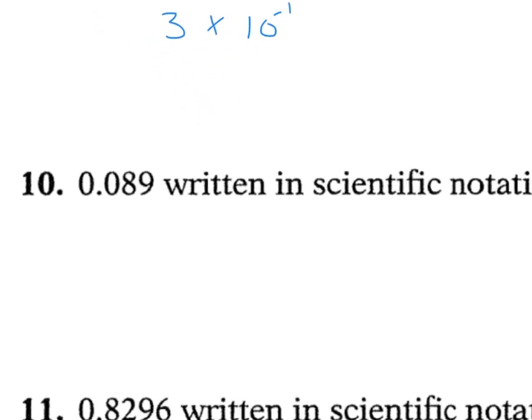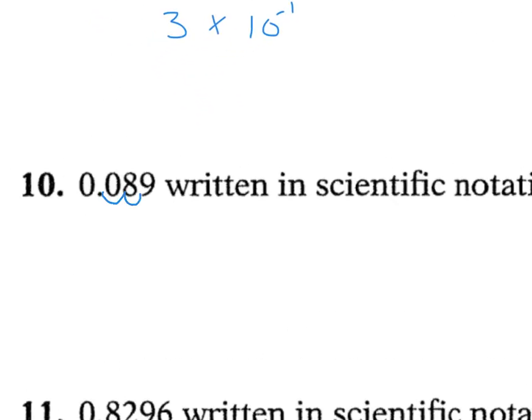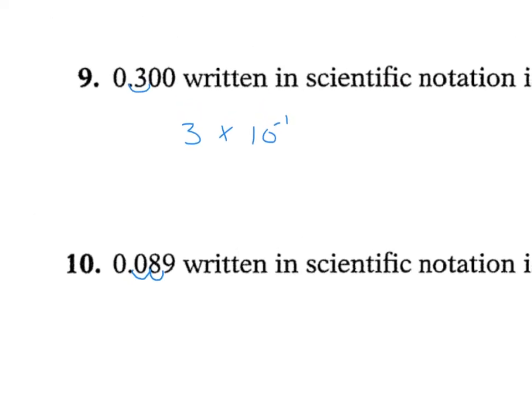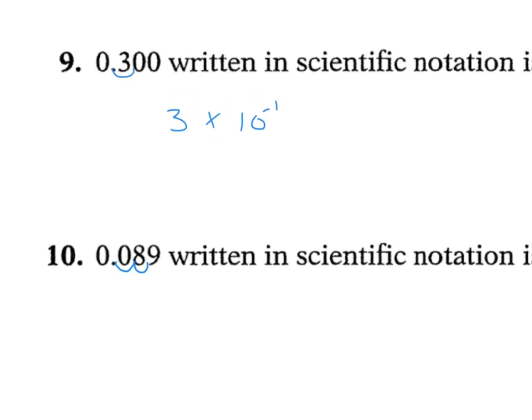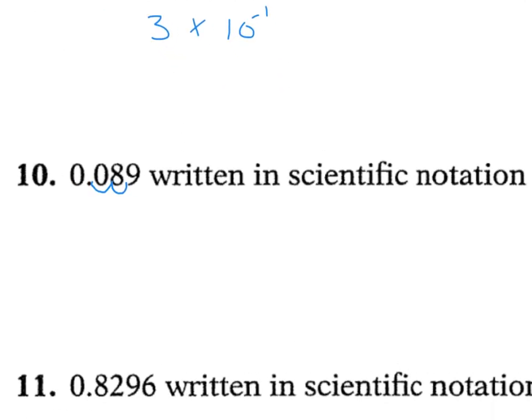Number 10, here we move our decimal 2 places. Remember, for 9 and 10, I'm only moving it until I get our number in front to be in between 1 and 10. So 3 is in between 1 and 10, so that's where I stop. Here I have 8.9, which is in between 1 and 10, so that's where I stop. And I started with a decimal, so my exponent is going to be negative, and I only moved it 2 times, so -2.